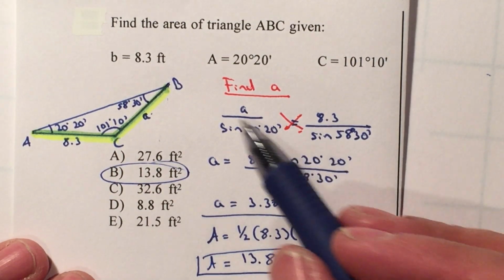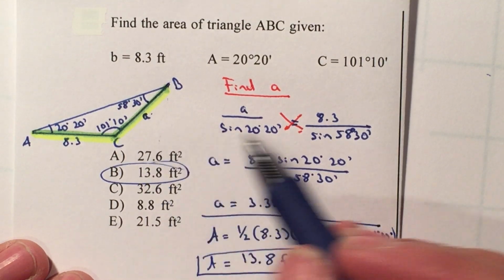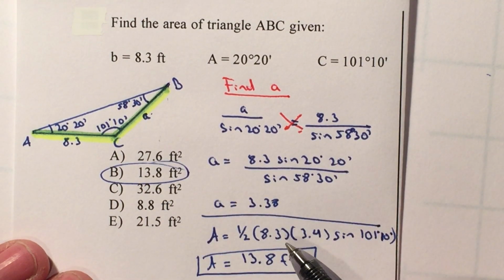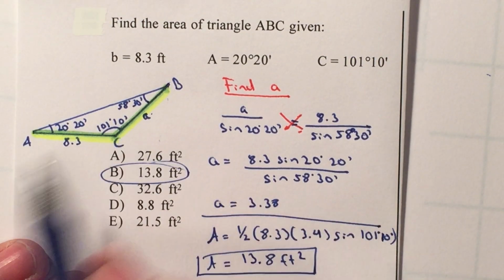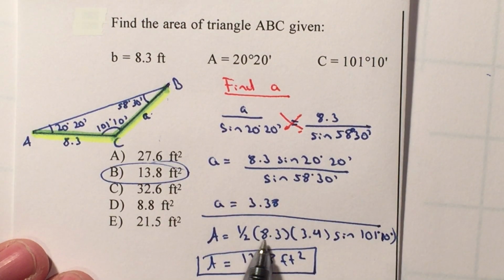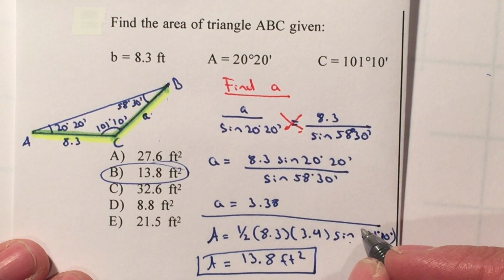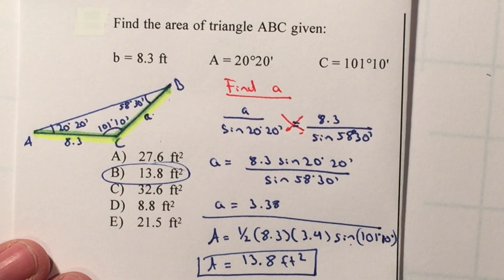But in this case, you do need to be able to find the missing side using the law of sines, and then we just plug into the formula. Remember, the formula is two sides and the angle in between. In this case, it's sine. Don't get confused with cosine, since we've been using the law of cosines often.